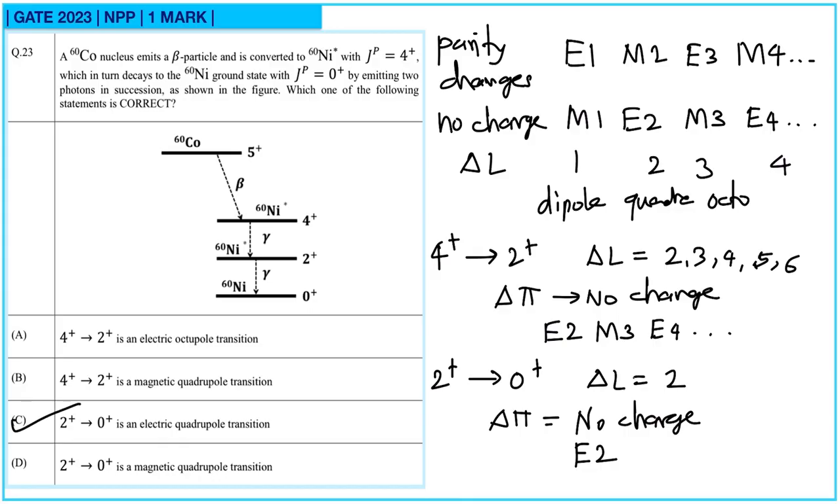And 4 goes to 2, it is first electric quadrupole and then magnetic, so it is not that case. So only option C is correct here. So answer is option C. And one more thing, if delta L is equal to 0, then there will be no transition. Next question.